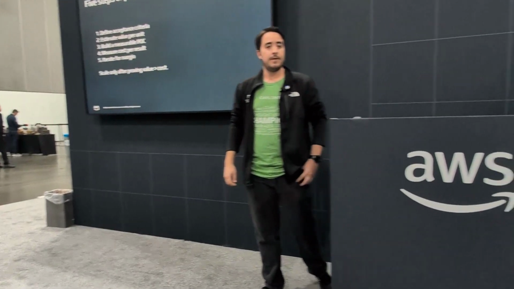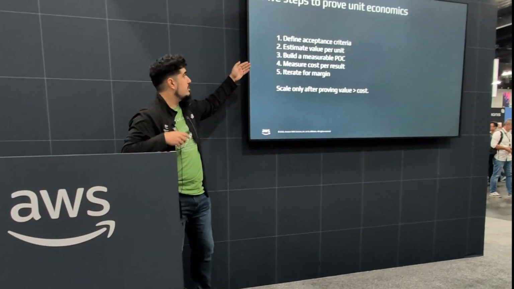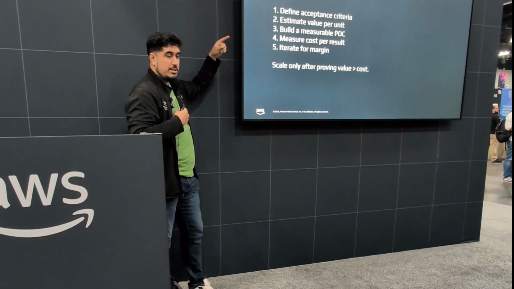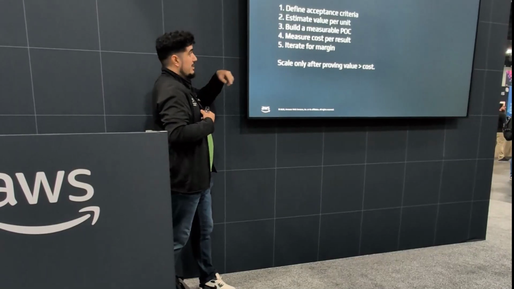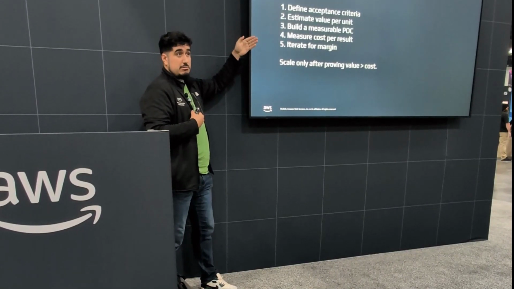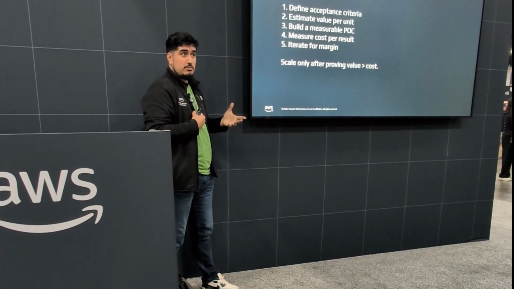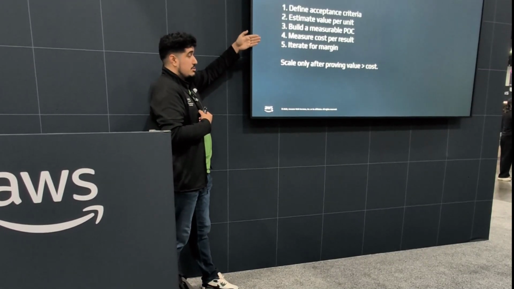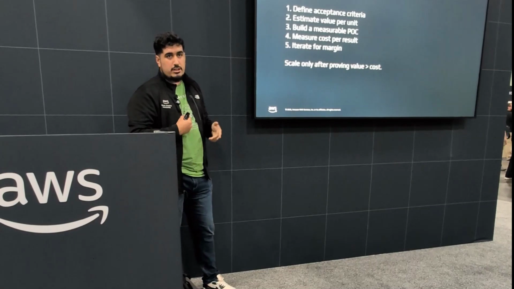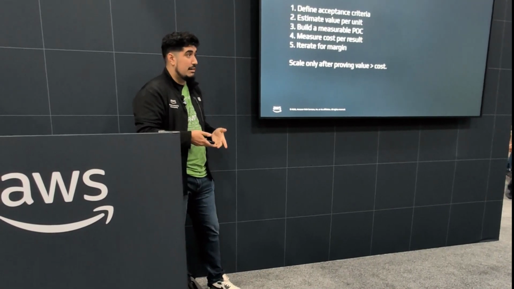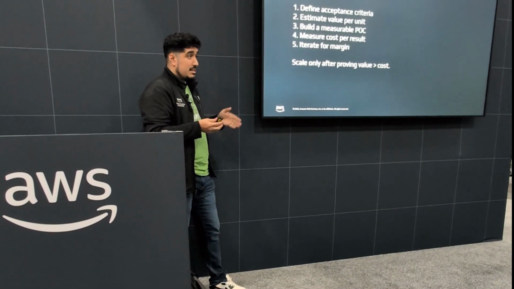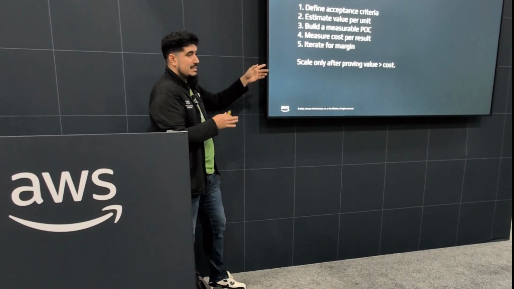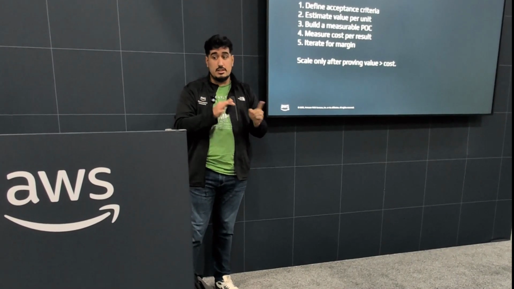We're going to take you through 5 steps to prove the unit economics of your agent. So first, we're going to define the acceptance criteria. Then we're going to estimate the value per unit. Then we're going to build a measurable POC, meaning something that actually solves the problem and that we can measure how much it costs. You are going to use it to measure the cost per result. And finally, we're going to iterate a little bit on that POC to improve our margins. And then this last point is for you as homework. You're going to take this and scale it, but only after proving that the value of the agent is greater than the cost.